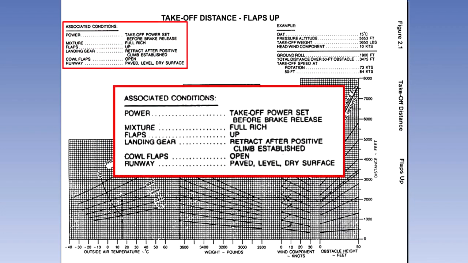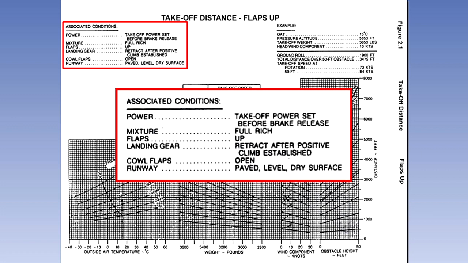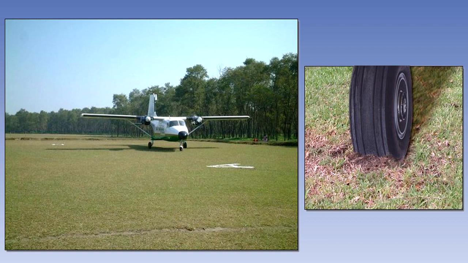Most takeoff graphs assume a paved, hard surface. If the condition of the runway is not like this, then the effect on the takeoff distance needs to be understood and corrections have to be applied. A lot of small airfields have grass runways. The grass will increase the drag on the wheels. This drag will reduce the aeroplane's acceleration and, as a result, increase the takeoff distance.